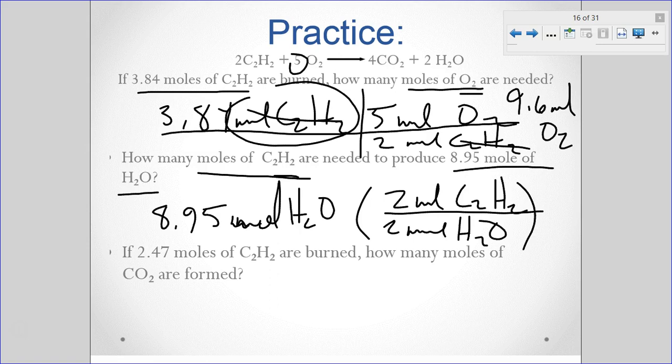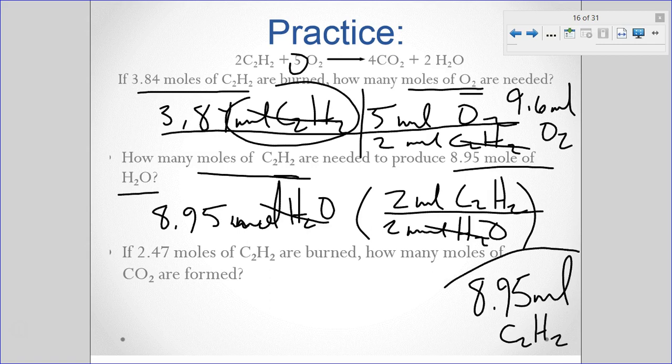Now, some of you in your head might be thinking, hey Baldwin, you notice that it's 2 moles over 2 moles, right? So that means we're going to get rid of this unit, and we should end up with what? 8.95 moles of C2H2. Because of the fact that we have a 2-to-2 relationship, it really goes to a 1-to-1, and we come out with the same value.